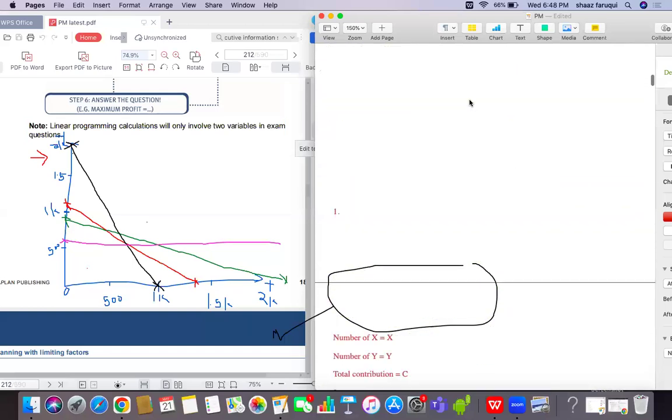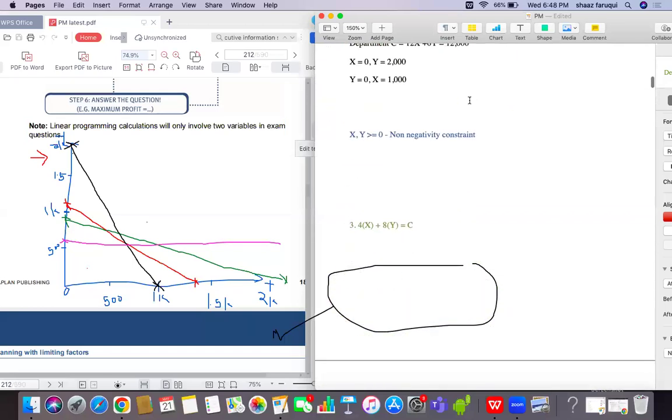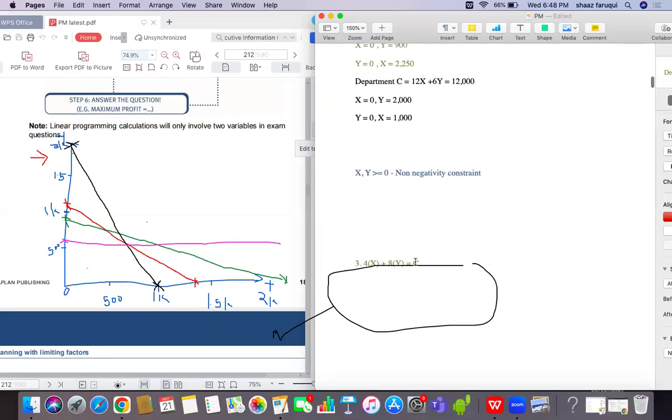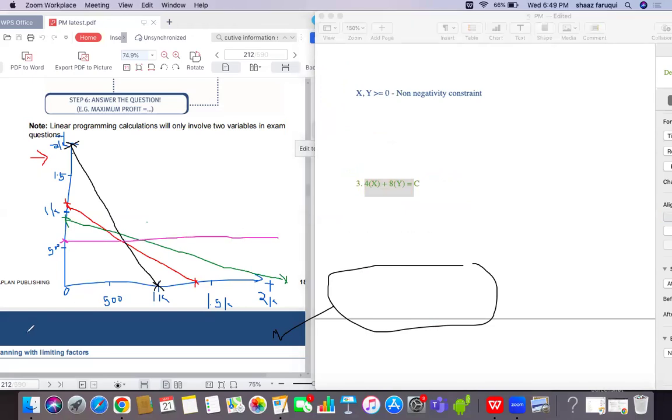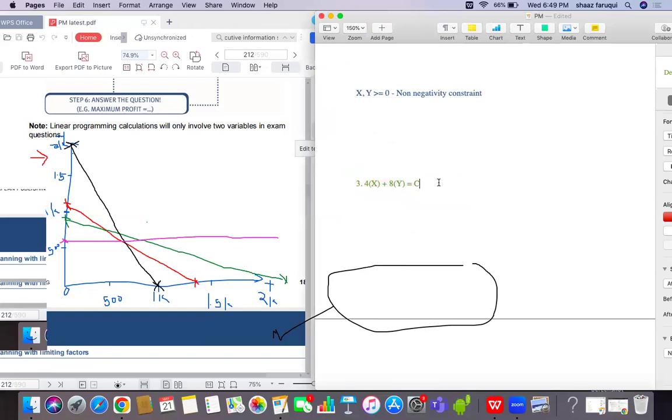Contribution. What was the contribution formula? The contribution formula was 4x plus 8y is equal to c. I don't know what my contribution is. I don't know. Oops, sorry, by mistake, I removed that. I don't know, but let me assume a contribution. Let me assume a contribution of say 200. I'm taking something which is a multiple of 4 and 8 for easy calculation. I'm assuming a contribution of 200.